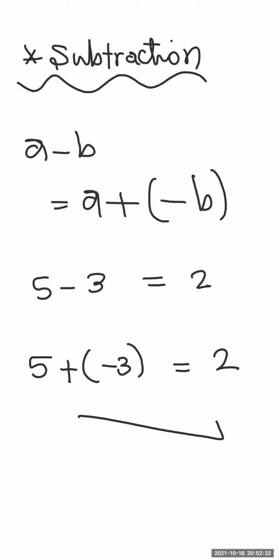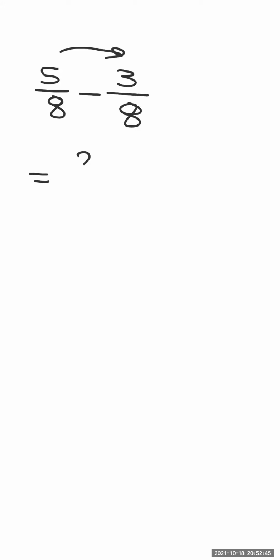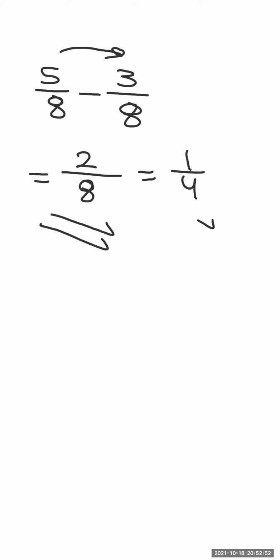Anyways, how to subtract numbers? If there are two numbers like 5 over 8 minus 3 over 8, and the two denominators are the same, just subtract directly. 5 minus 3 equals 2 over the same denominator, 2 over 8. Then simplify to 1 over 4, dividing both numbers by 2. Okay, guys, clear? Clear.